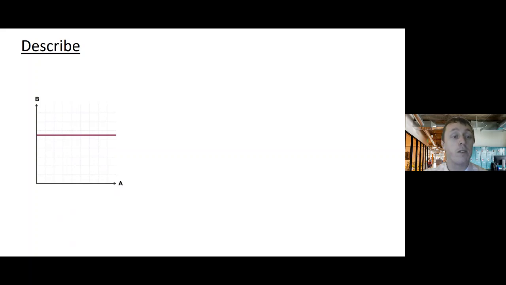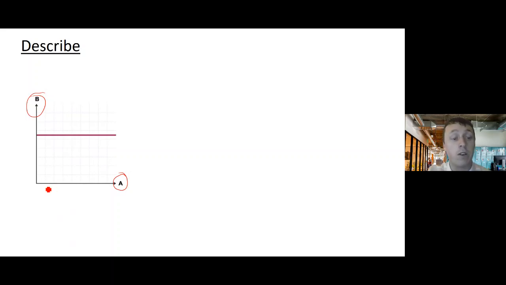So descriptions. What I mean by descriptions is how do you best take a graph that has a y-axis that might be labelled B, an x-axis that might be labelled A. They both stand for something in terms of physics. Doesn't matter what at the moment. How do we describe the pattern or the effect that A has on B?